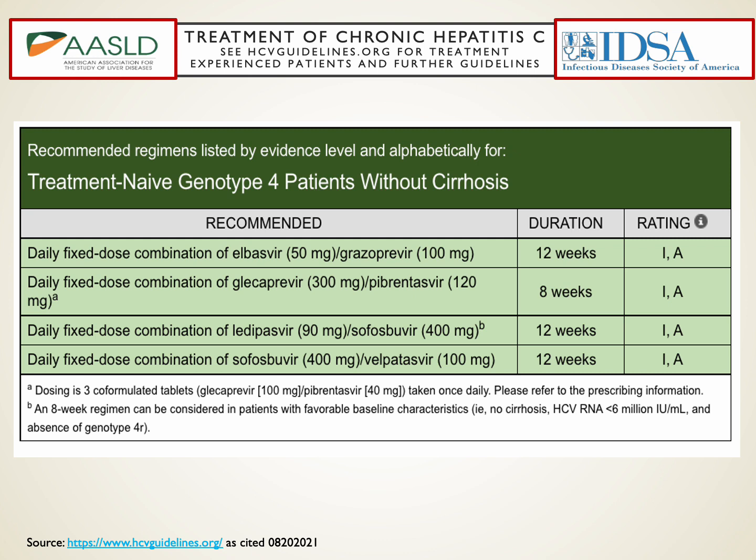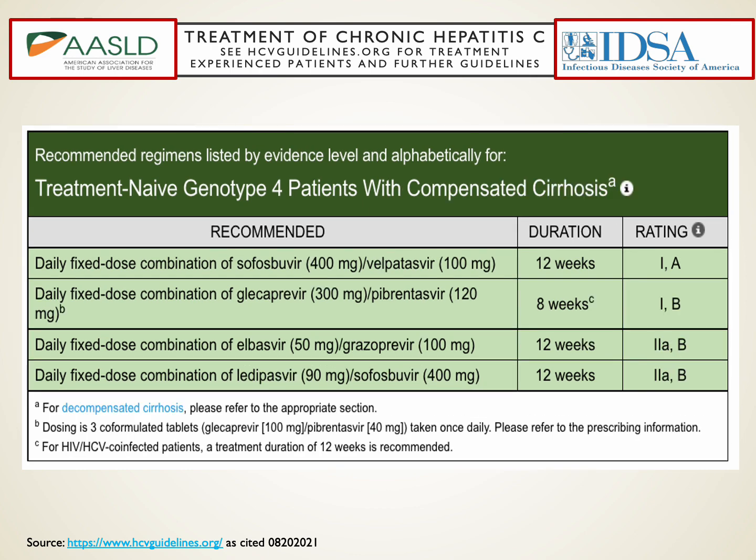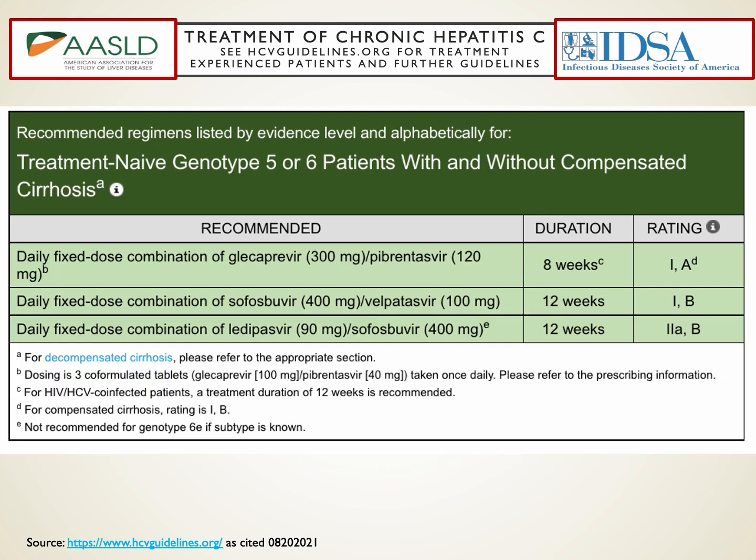For genotype 4, again, some 8 and 12-week regimens. And for genotype 4 patients with compensated cirrhosis, all 12-week regimens. And finally, for treatment-naive patients in genotype 5 or 6, there are 8 or 12-week regimens depending on other factors, cirrhosis particularly. But keep in mind that all of what I've listed here are for treatment-naive patients with these genotypes. If they've already been on certain treatments, there are other guidelines, and I encourage you to go to the national guidelines to look at that and be familiar with that.